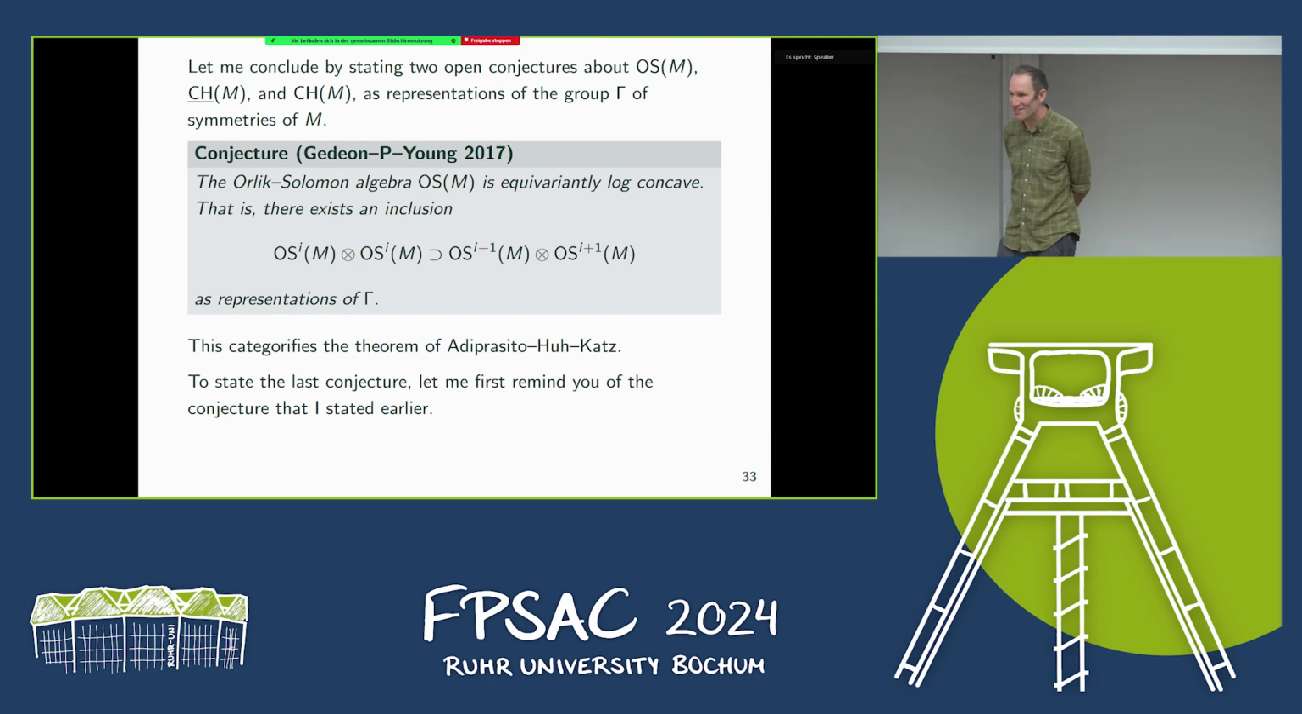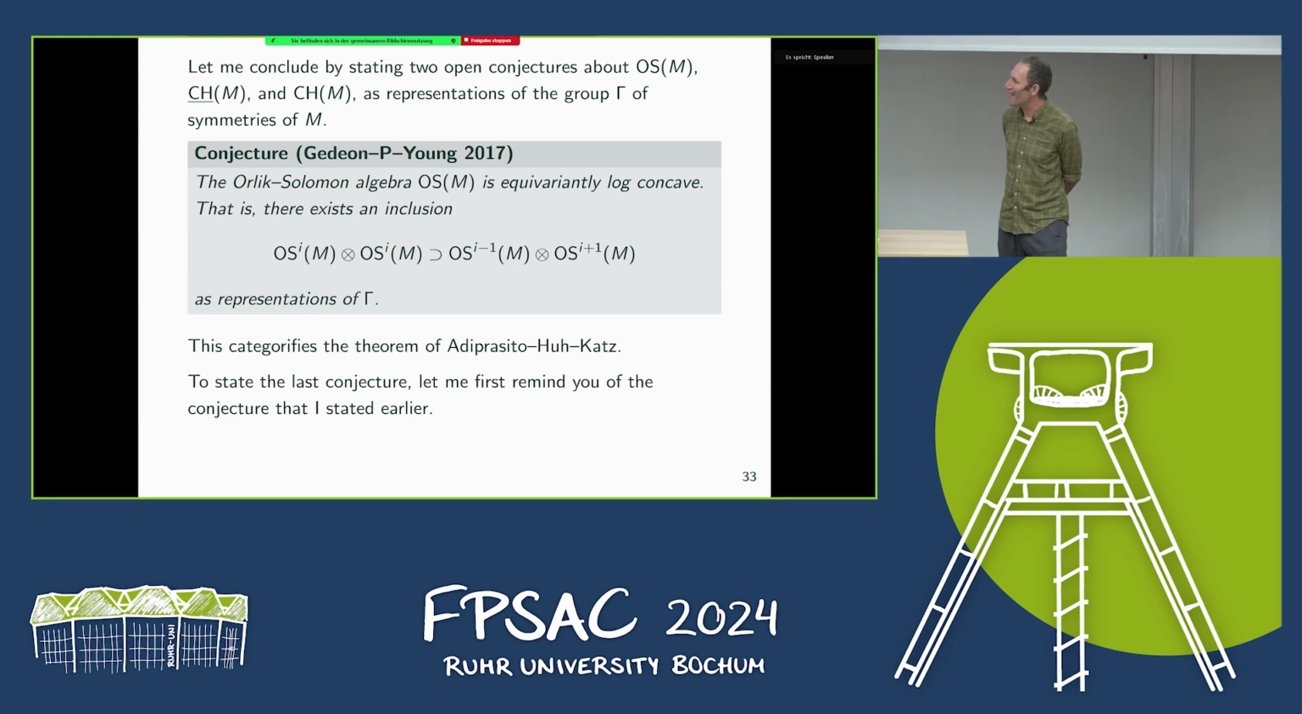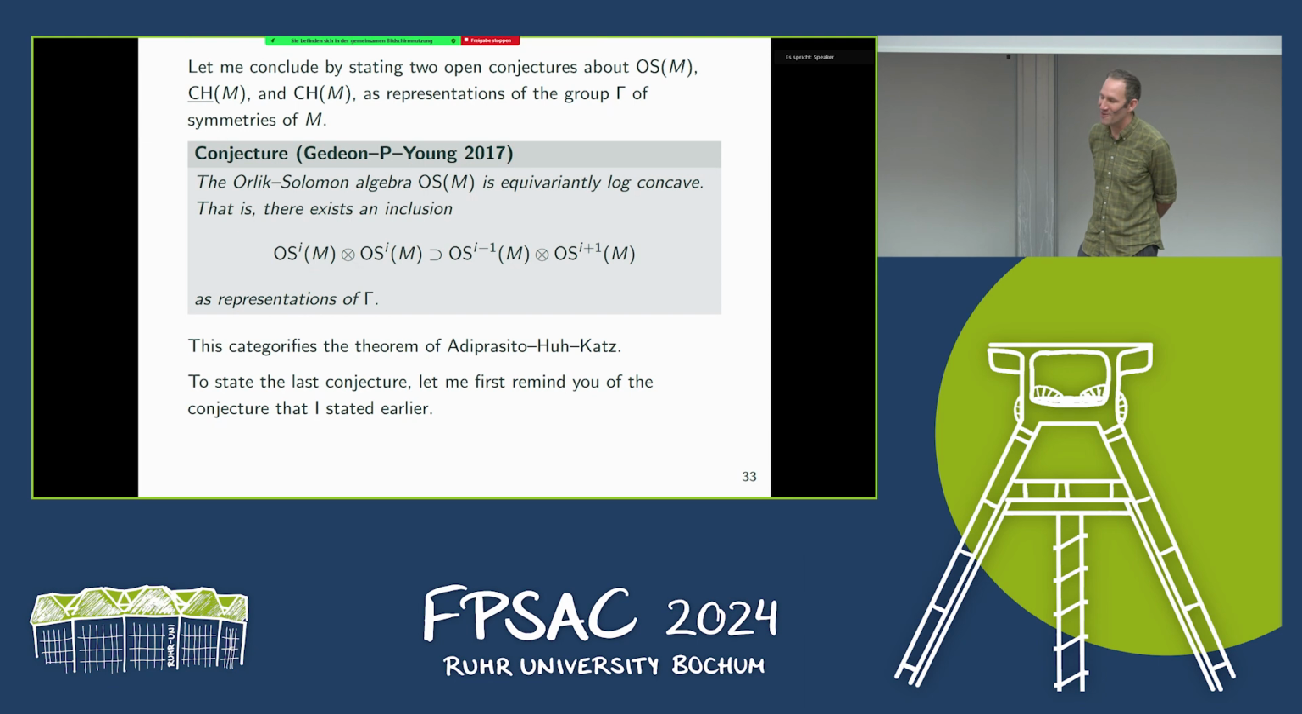So if you take H^i of the configuration space of n points in the plane, H^i tensor H^i is supposed to be bigger than H^{i-1} tensor H^{i+1} as representations of S_n. This is checked up to n equals 44, and it's proved for all n when i is less than or equal to 7. So I'm quite confident that it's true, but it's still unknown. Is there any natural morphism from one side to the other? I don't believe so.